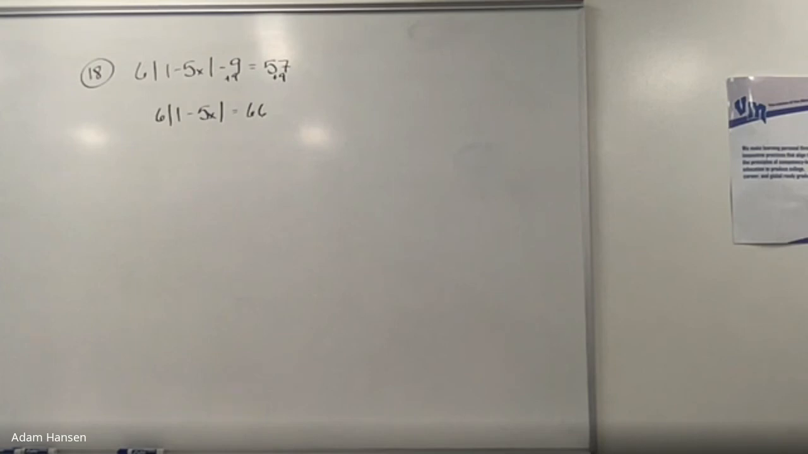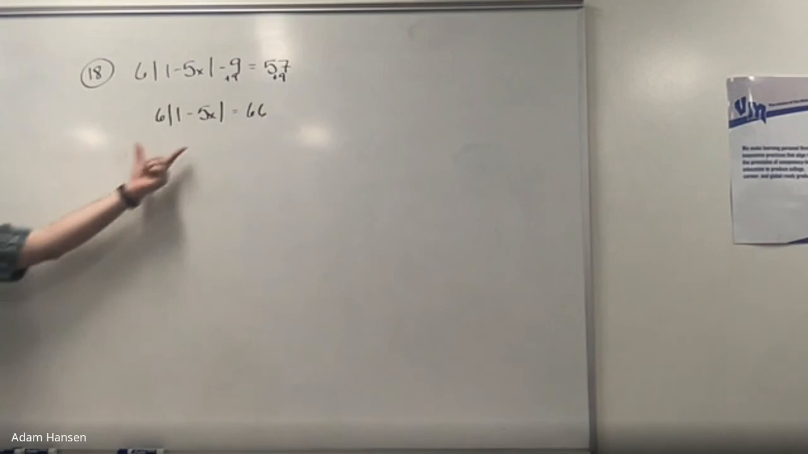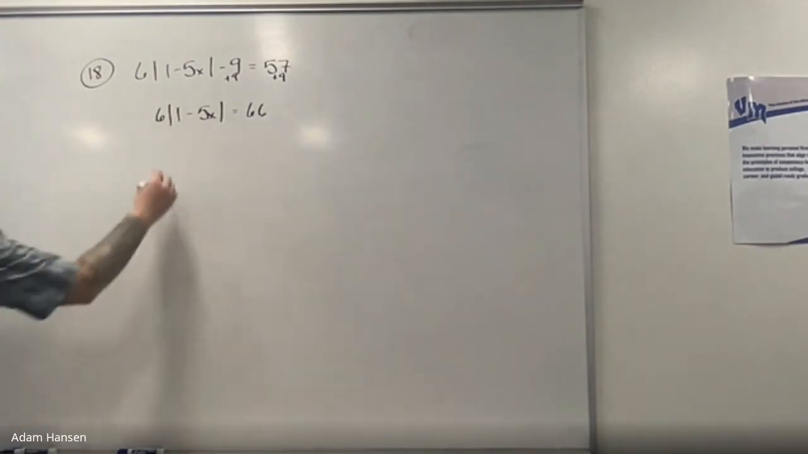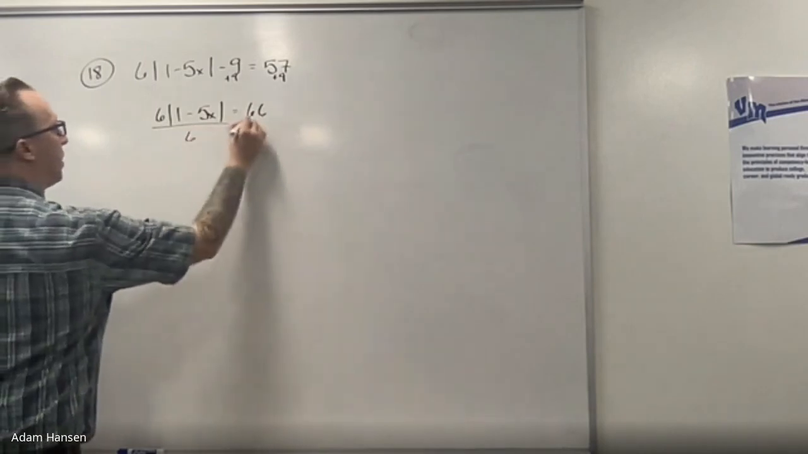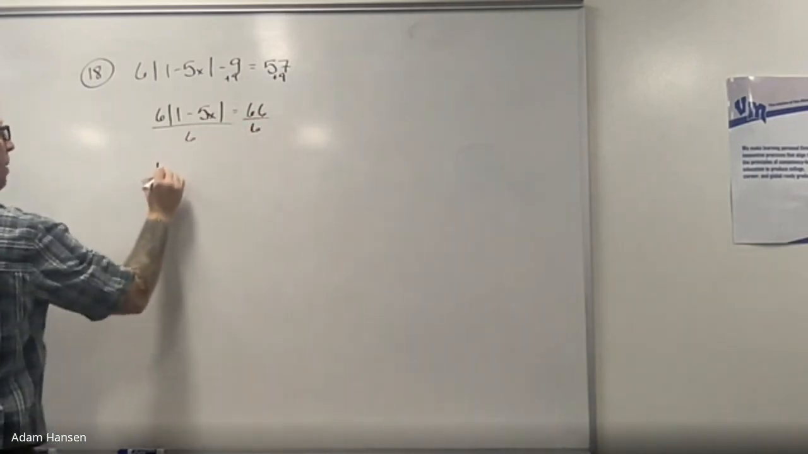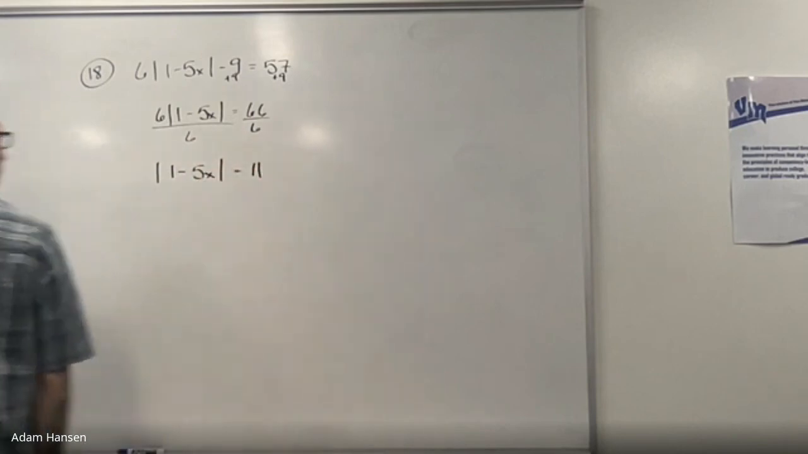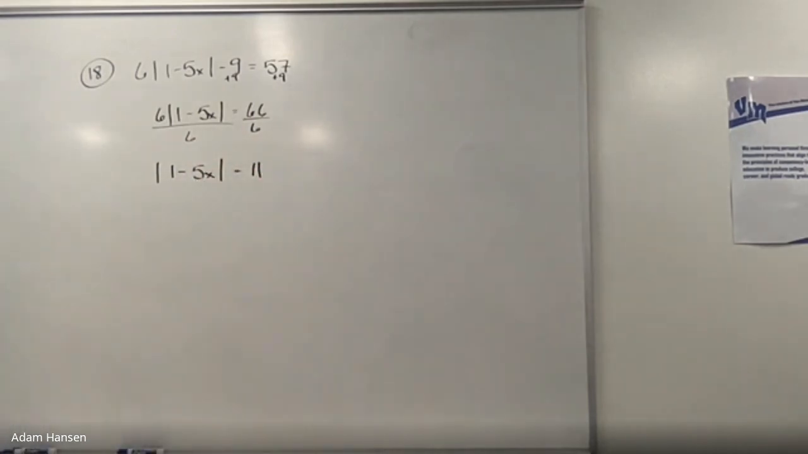Someone last hour said distribute. These are absolute value signs, not parentheses. It's not distribution. But what we can do is divide everything by 6, like you said. So absolute value of 1 minus 5x equals 11. Now I know what 1 minus 5x has to be. 1 minus 5x is equal to the numbers who are 11 away from 0, the numbers whose absolute value is 11.